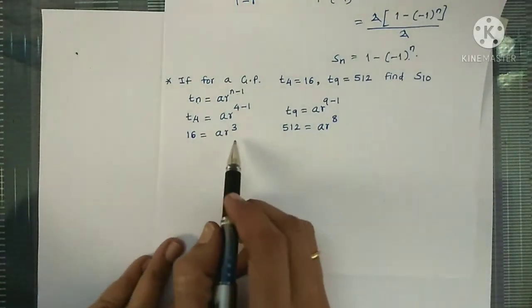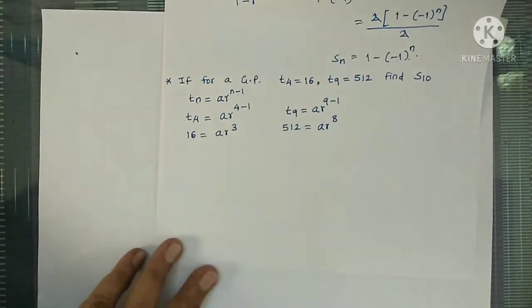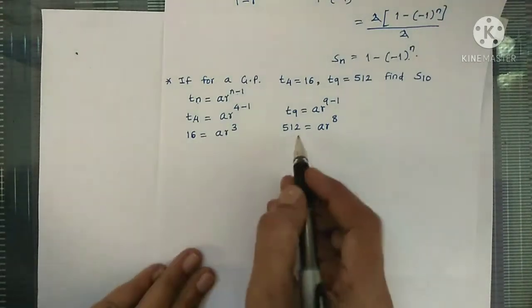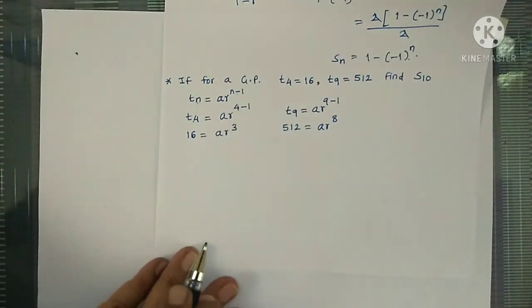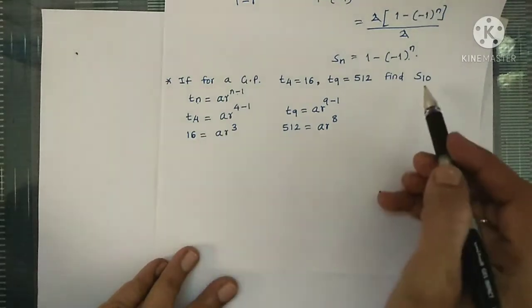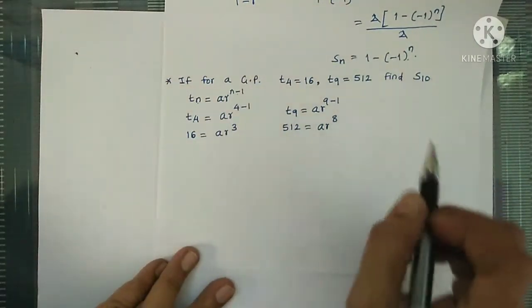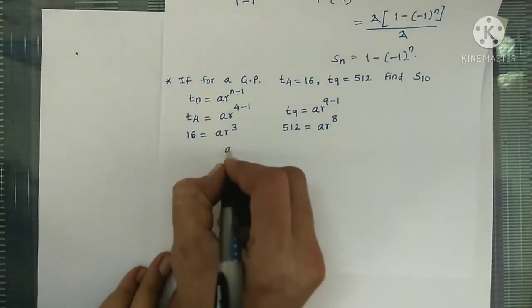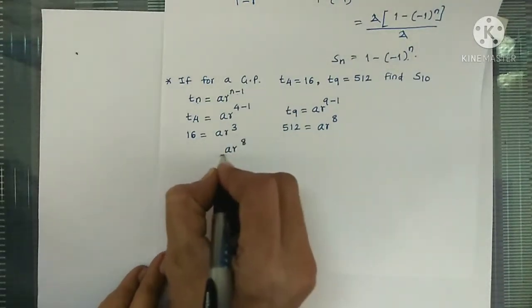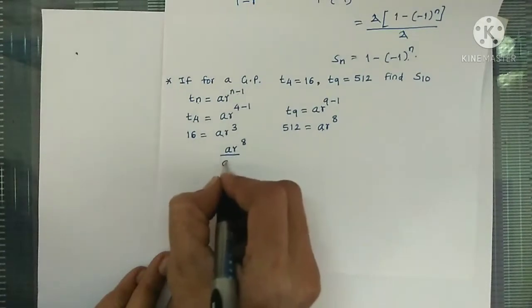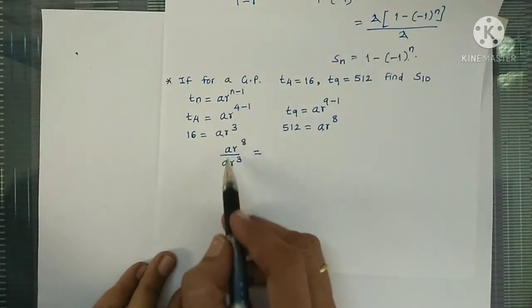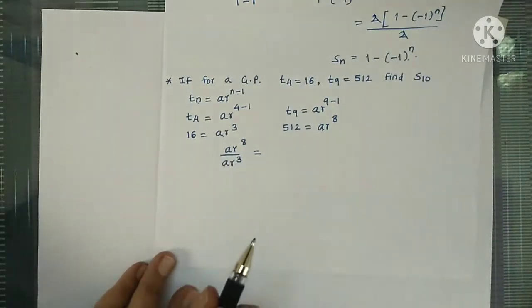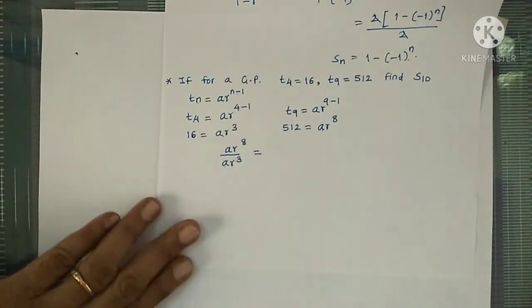So we have A and r, two unknowns. We have to find out values of A and r, but we have two equations also. So solving these two equations, we can find values of A and r. Once we get A and r, we can use the formula for Sn to find S10. Now let's divide the second equation by the first equation, A r raised to 8 divided by A r raised to 3. Now why are we dividing this? By dividing, A gets cancelled. We get only one unknown, r, so that we can solve the equation and find the value of r.